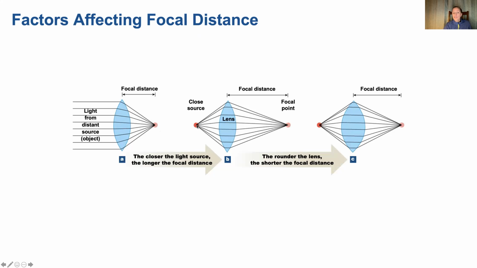All right, here you see you have a close object. You have your lens kind of rounded up, and here you have the focal point. Now, as we move the object even closer to the lens, it rounds up even more and brings us to a shorter focal point.